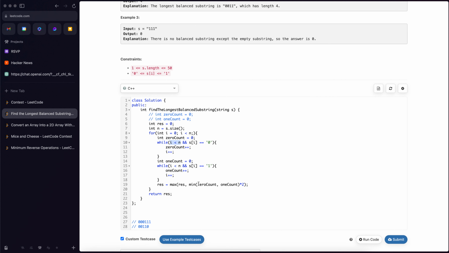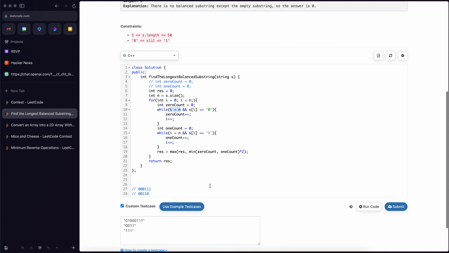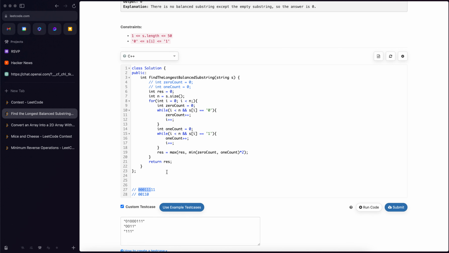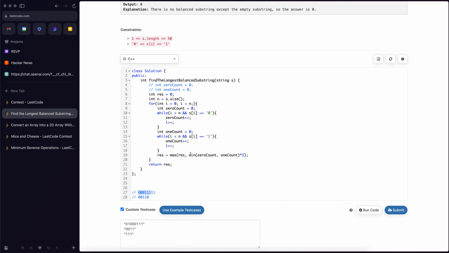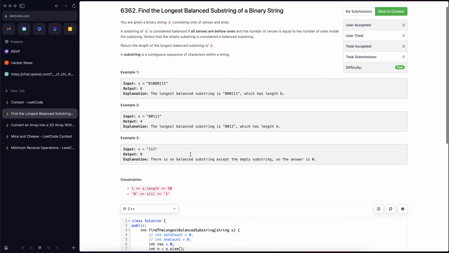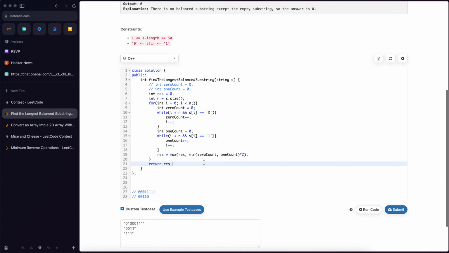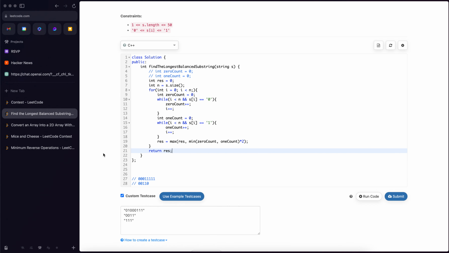Now the answer would be the minimum of this zero count and one count, multiplied by 2. Why are we doing this? Because let's say we found something where there were 5 ones and 3 zeros, so we will only take 3 zeros, and then multiply by 2 to get the total length, that is 6. And we'll take the max with the final answer, because at the end we want the longest balanced substring. So this should work. This was quite simple, and it gave the correct answer on the first try.